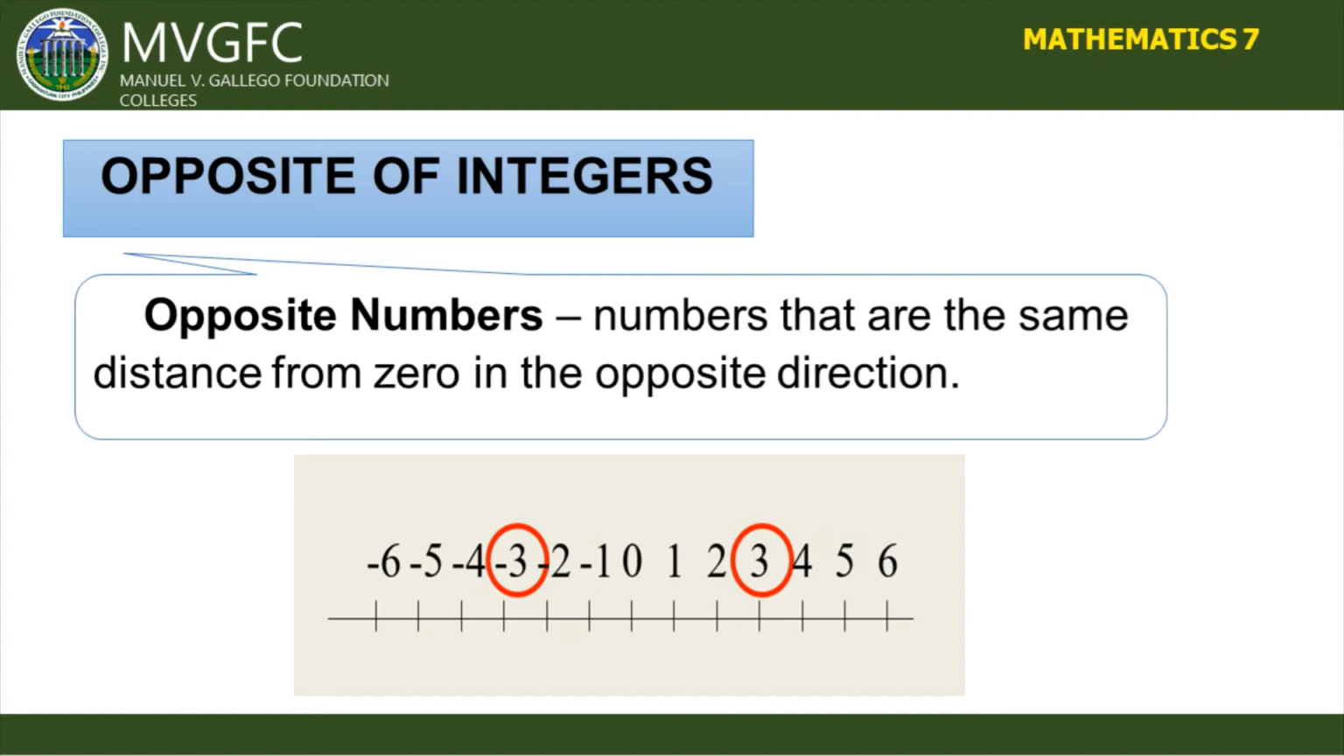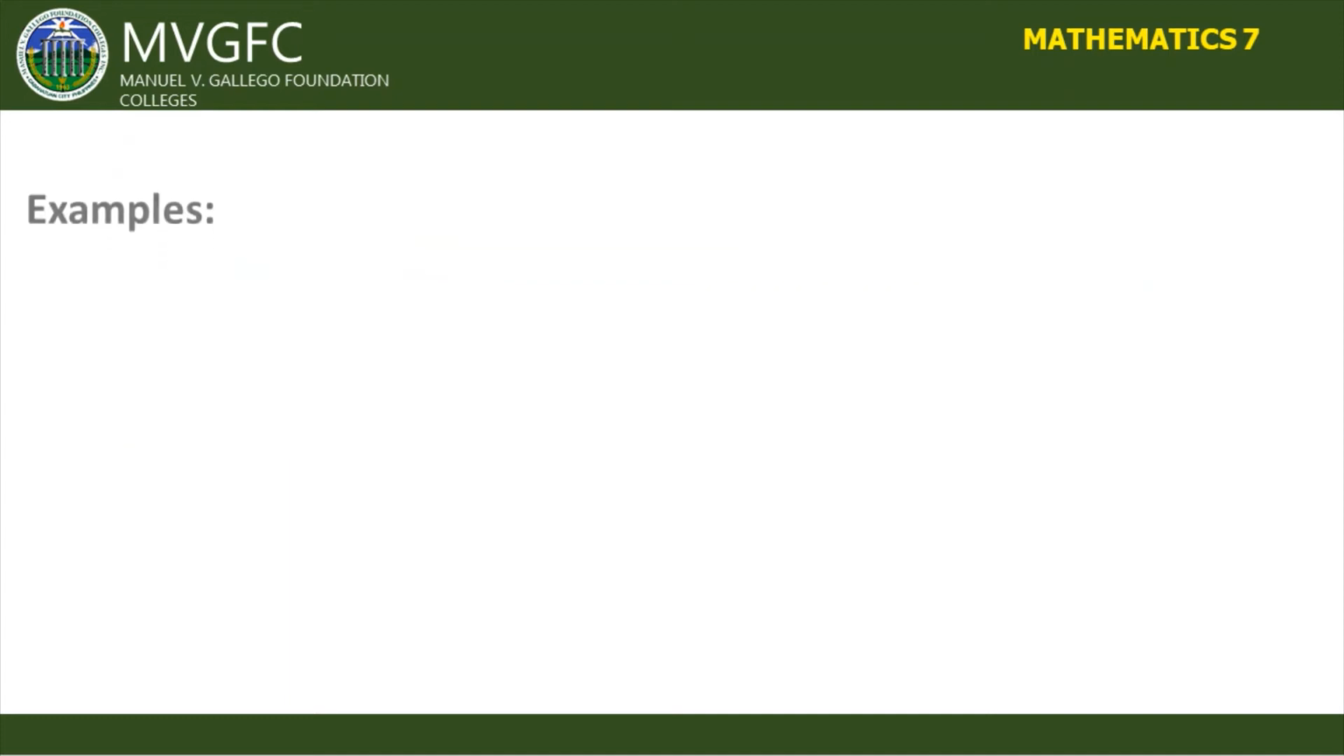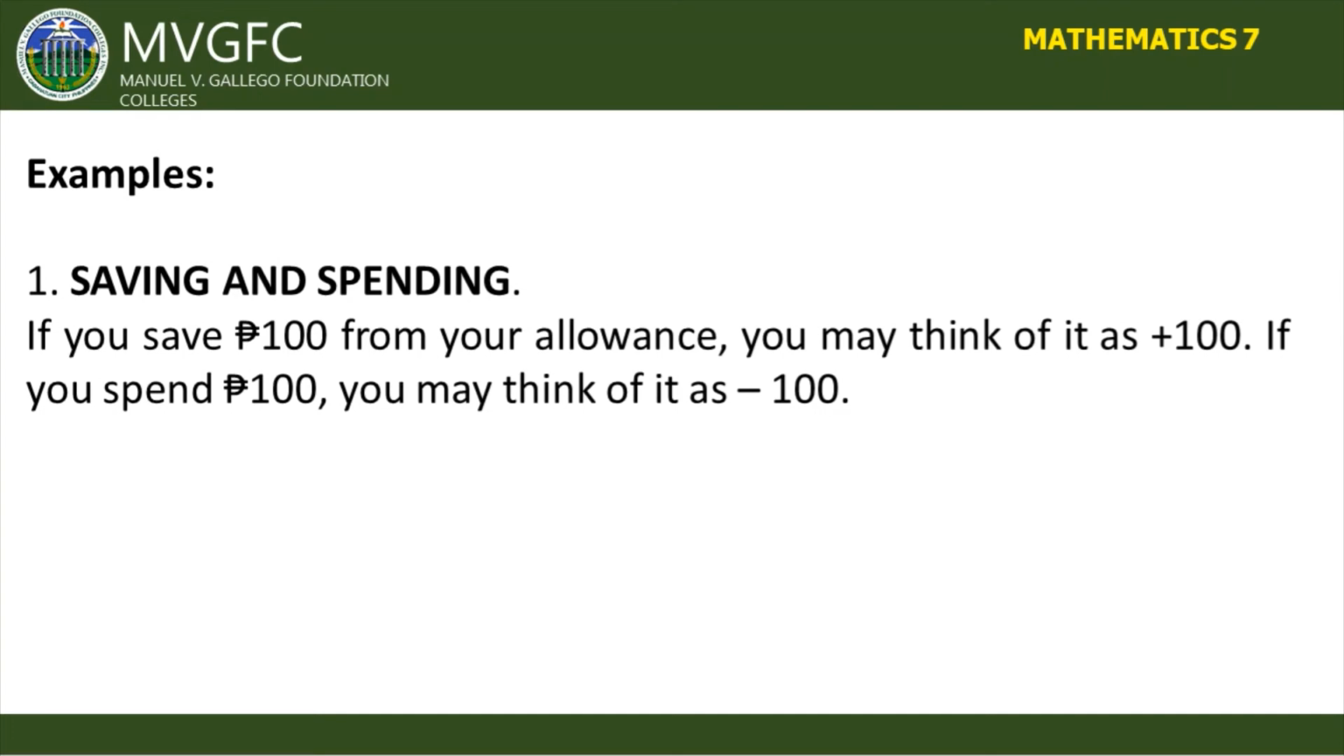So meaning to say, the opposite of 1 is -1, the opposite of 2 is -2, and the opposite of 6 is -6, and so on and so forth. That's why there are also some opposite quantities in real life. Examples: for number 1, we have saving and spending. For example, if you save 100 pesos from your allowance, you may think of it as positive 100. But if you spend 100 pesos, you may think of it as negative 100.